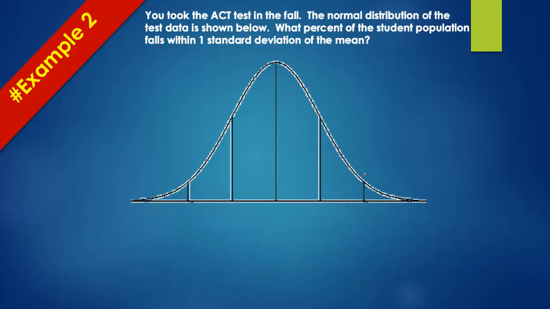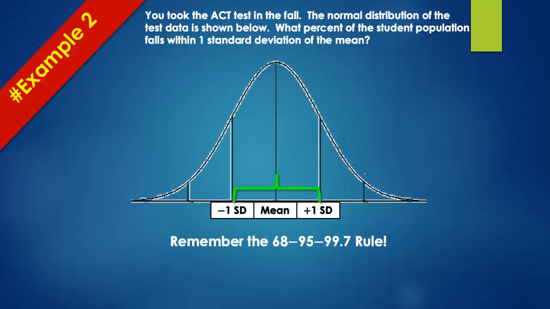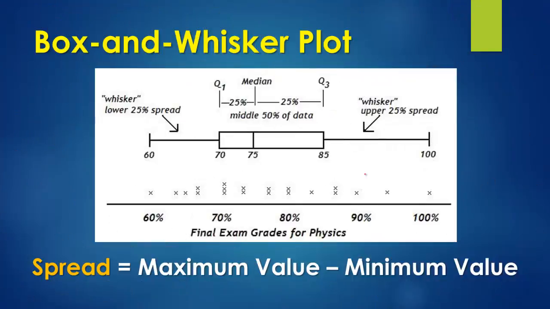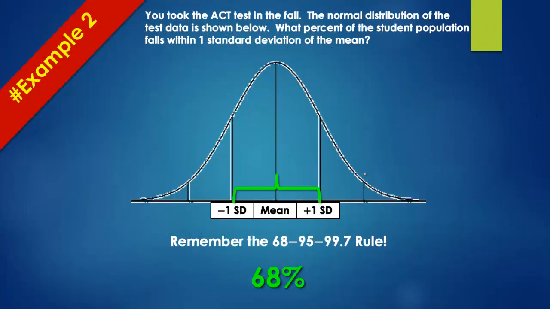If you take an ACT test in the fall, what percent falls within 1 standard deviation? Again, remember the 68, 95, 99.7 rule. One standard deviation is 68%, and that's going to fall in there. All right, so that's basically a bell curve. The main thing you need to remember, let me go back and reiterate it, is this. You need to memorize this. This is 1 standard deviation. This is 2 standard deviations. This is 3 standard deviations.